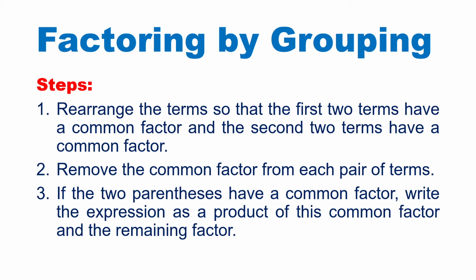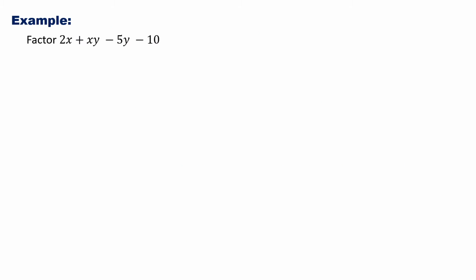We arrange the terms so that the first two terms have a common factor and the second two terms have a common factor. Second, remove the common factor from each pair of terms. Third, if the two parentheses have a common factor, write the expression as a product of this common factor and the remaining factor. To understand these steps, let us proceed with our examples.